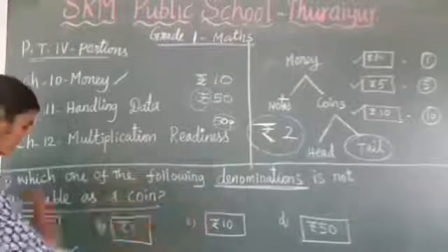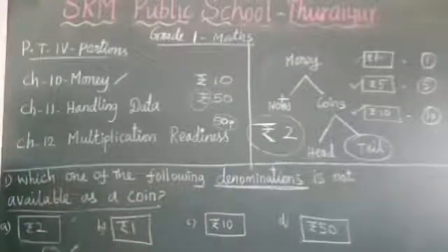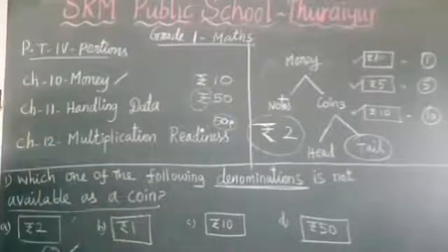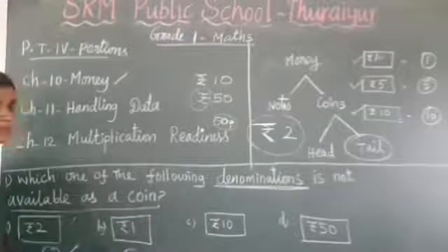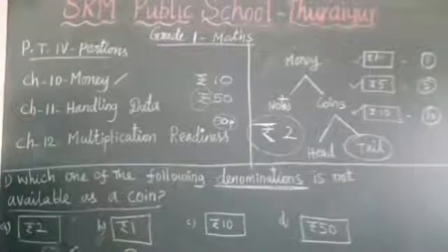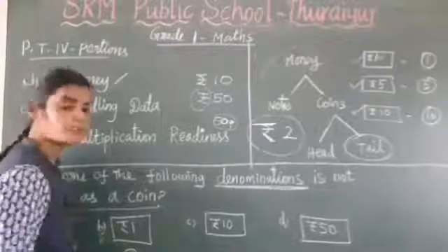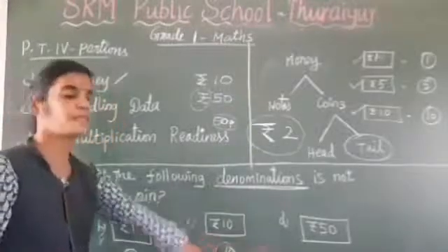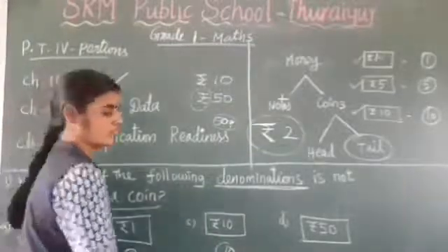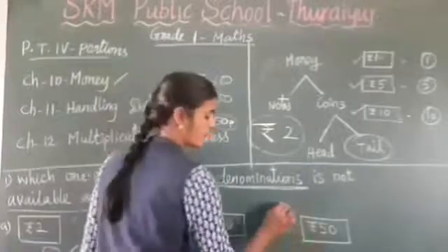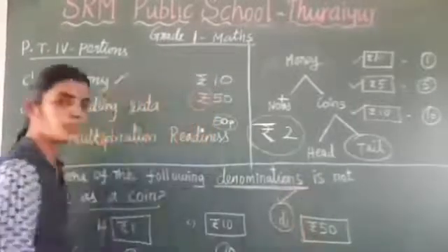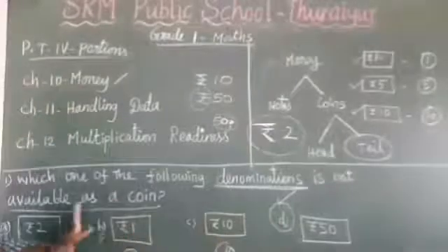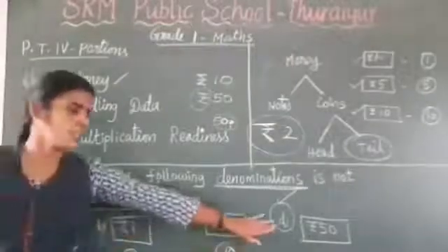What is the question? Its denomination is not available as a coin. 1 rupee coin also is there. So leave this answer also. Next, 10 rupee note and 10 rupee coin. 50 rupee note is there but 50 rupee coin we cannot see now. So this only is the correct answer. We have seen the 50 rupee note, but the 50 rupee coin is not available. So this answer only is correct.